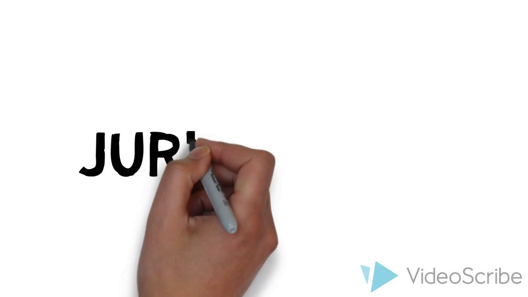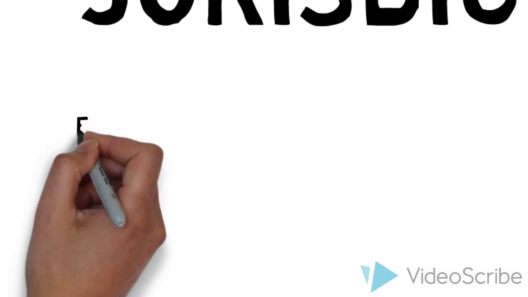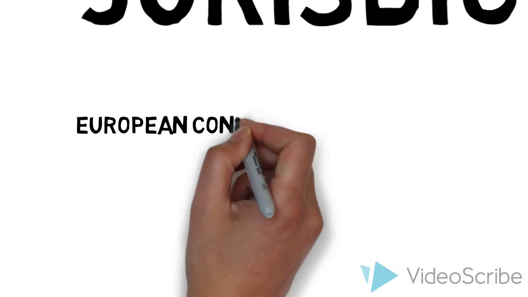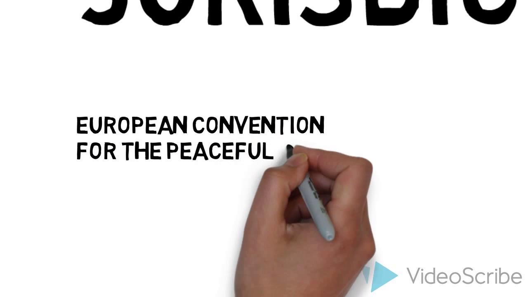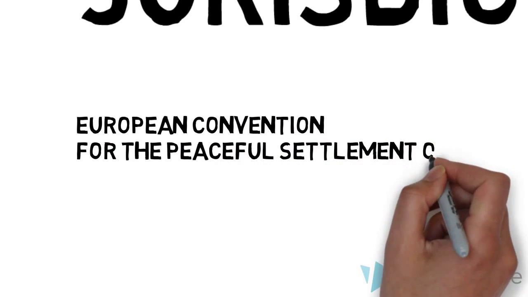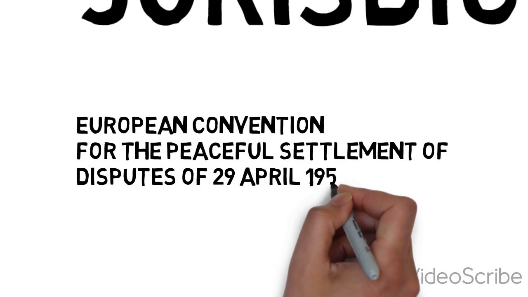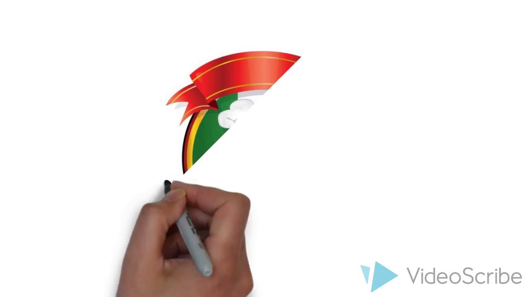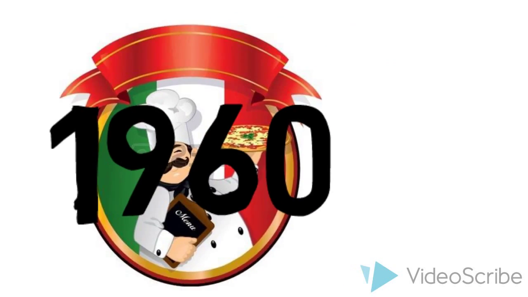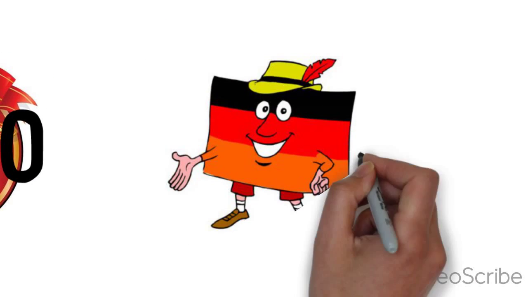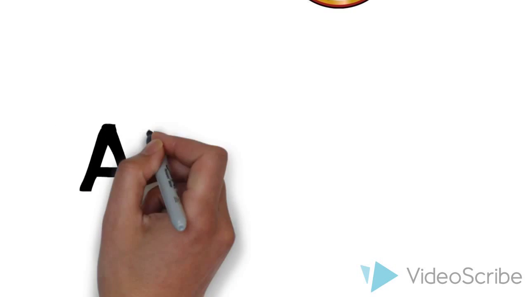Let's now see if the International Court of Justice had jurisdiction in the case, which was the first step of this case. The application was brought under the terms of the European Convention for the Peaceful Settlement of Disputes of the 29th of April 1957. The Convention was ratified by Italy on the 29th of January 1960 and by Germany on the 18th of April 1961, and neither party has denounced this ratification.